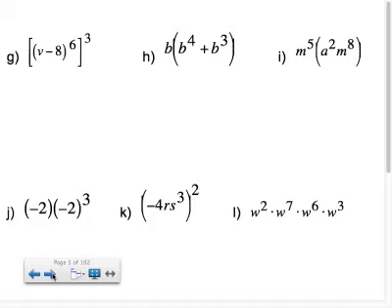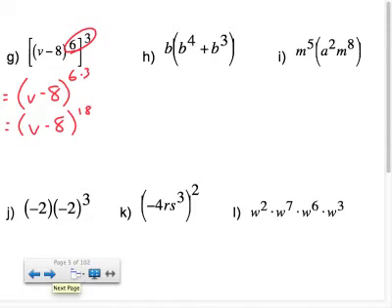And so the only thing you can do in G is recognize that this is a power to a power. And so now you can say v minus 8 raised to the 6 times 3. That's v minus 8 raised to the 18th power. 6 times 3 is 18. And you'd stop there. Nothing else you can do.